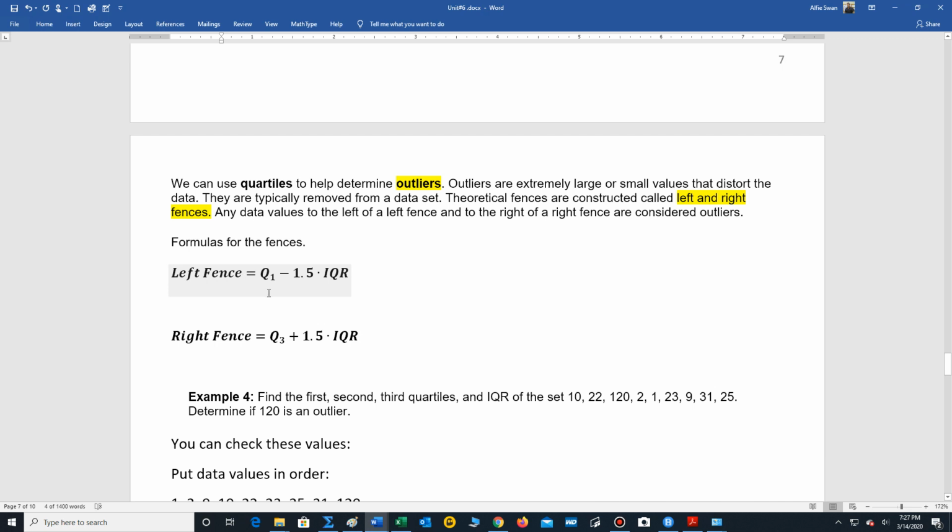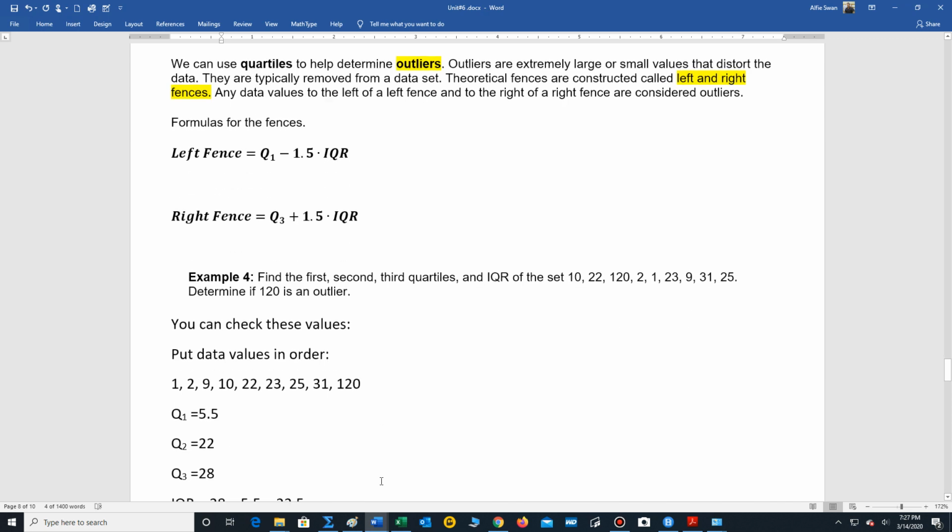The left fence will be Q sub 1 minus 1.5 times IQR, and any data value that falls to the left of this left fence is an outlier. The right fence is Q sub 3 plus 1.5 times IQR. Any value that falls to the right of the right fence is an outlier. Values between the two fences are your regular data values.